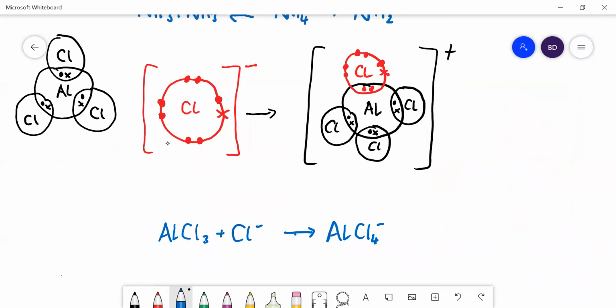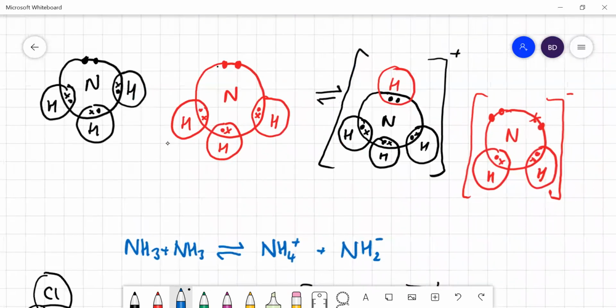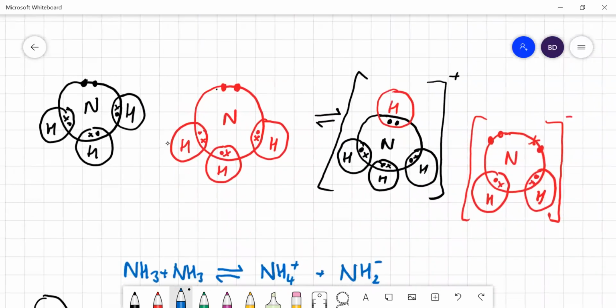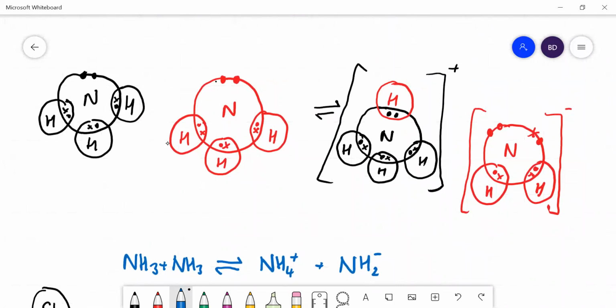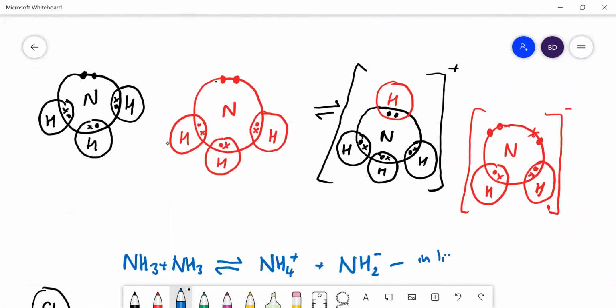So, which one did I start with? I've got one up here. Oh yeah, this is what ammonia does. Now, this reaction only occurs in liquid ammonia, which I've never seen. We certainly don't have it in school, but it's very similar to the reaction with water.